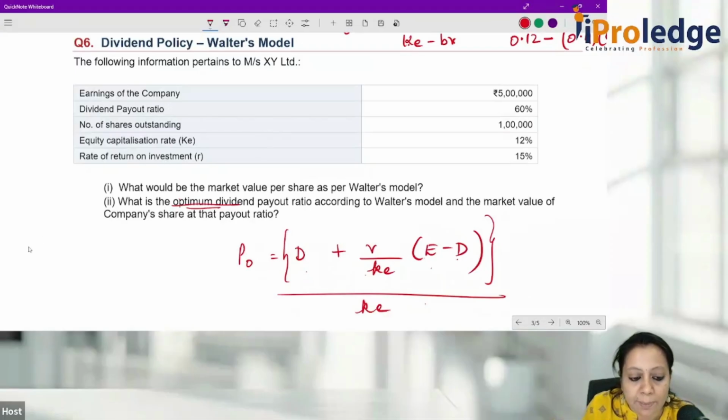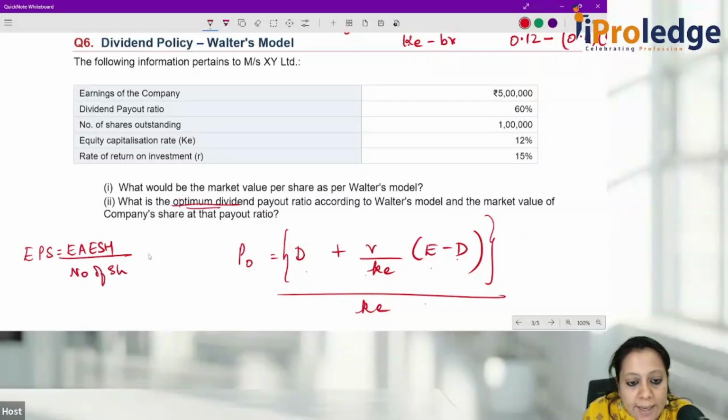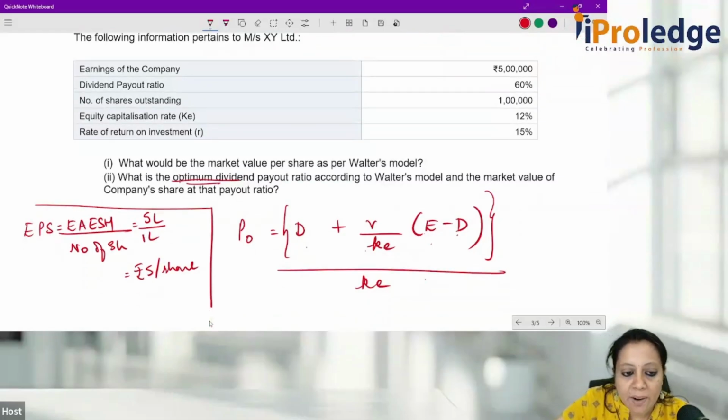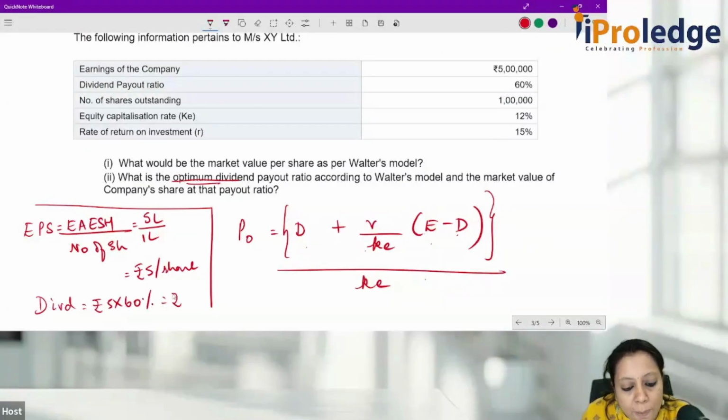Is E given in the question? No, we need to find out E. E means earnings per share. EPS is equal to earnings available for equity shareholders divided by number of equity shares. Here they have directly given earnings of the company, which is equal to what? 5 lakhs divided by 1 lakh, which is equal to rupees 5 per share. This is the EPS. Okay, in that, the dividend payout ratio is 60%. So that means, can I say dividend is equal to rupees 5 into 60 percentage? That is equal to rupees 3. So dividend also we have taken.